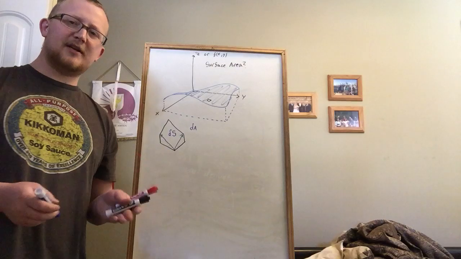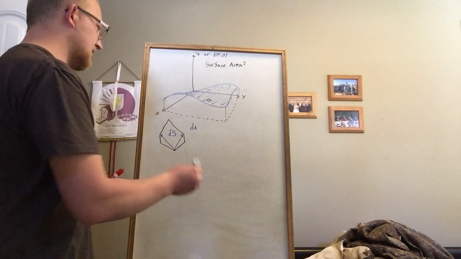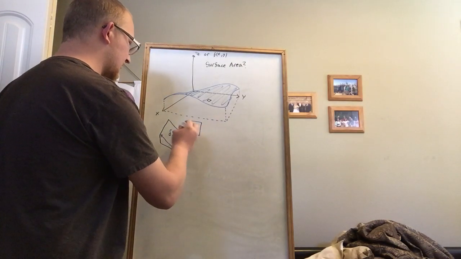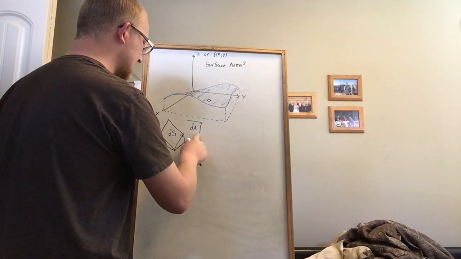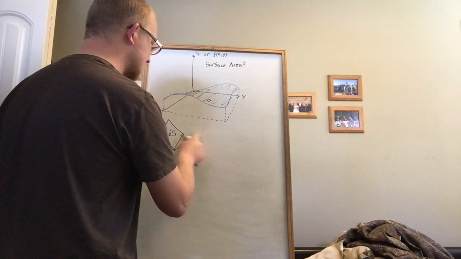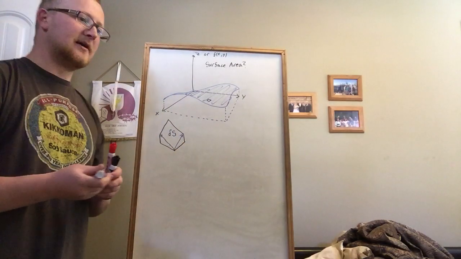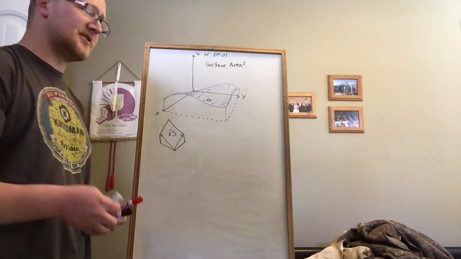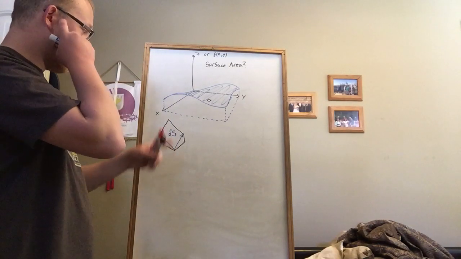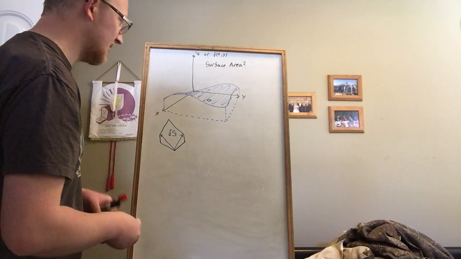What I've restricted myself to now is using dA for a flat surface, and ds for a curved surface. I've been using ds for a while now for this application. So on a curved surface, I'm going to call a surface element ds, and we're going to zoom in on this surface element.